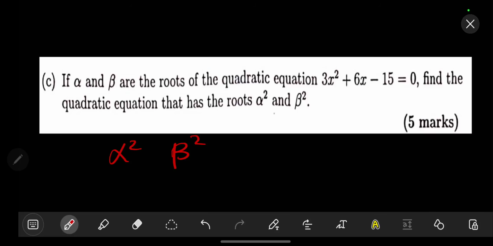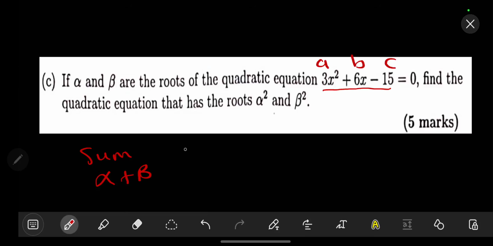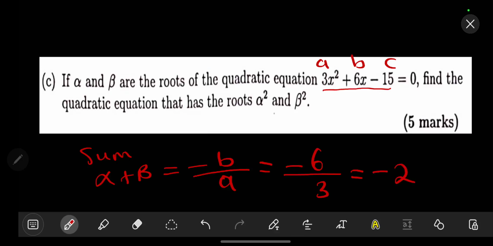So what we are going to have is, find the equation of that. So the first thing that we are going to do is, let's find the sum. So the sum is alpha plus beta. So for this equation, we have our a, our b, our c. So our sum is given as negative b over a. So our b is equal to 6, so we have a negative outside, then we have 6 over our a, which is equal to 3. So this will give us a negative 2, like that.